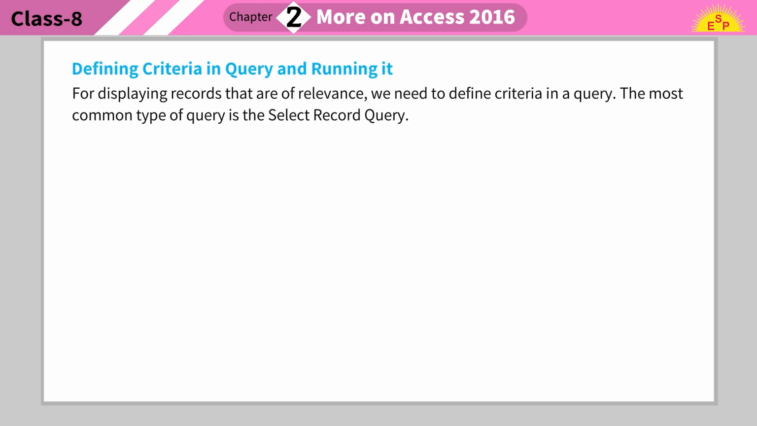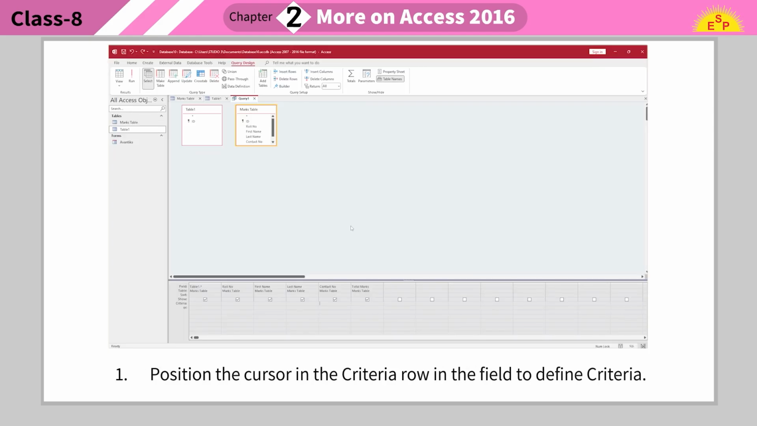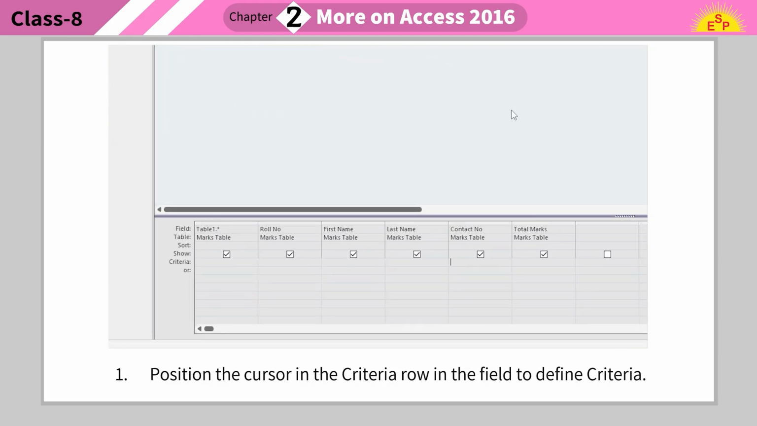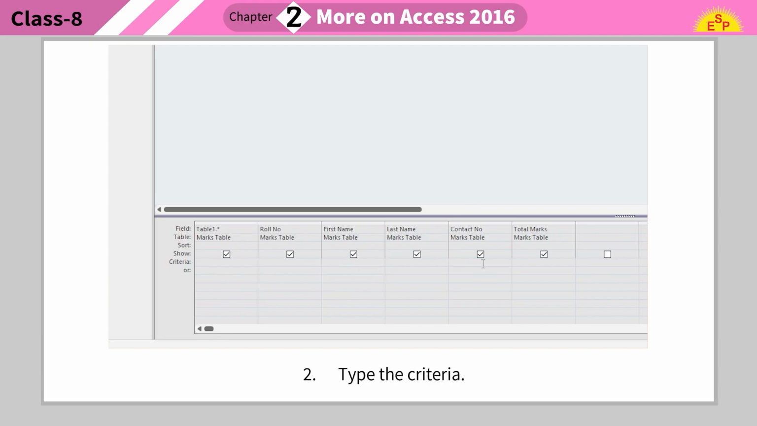For displaying records that are of relevance, we need to define criteria in a query. The most common type of query is the Select Record query. Follow the steps to define criteria in query. Step 1. Position the cursor in the criteria row in the field to define criteria. Step 2. Type the criteria.